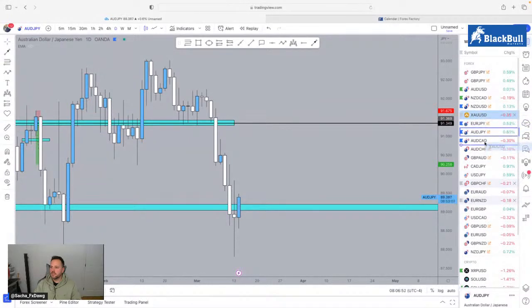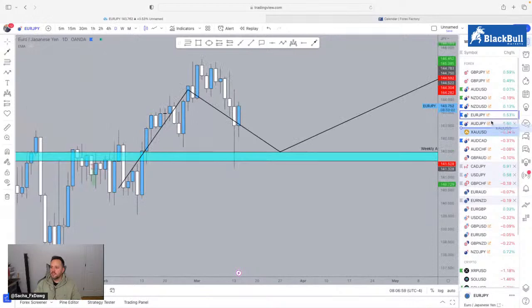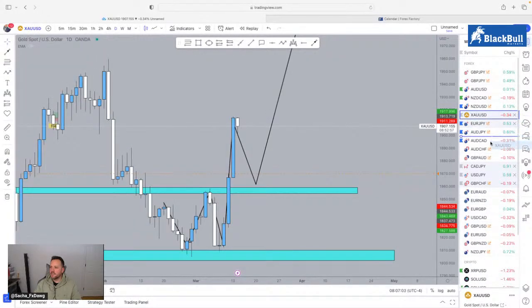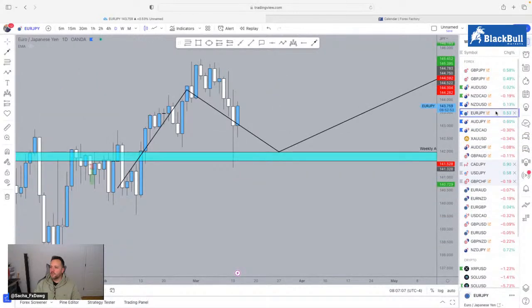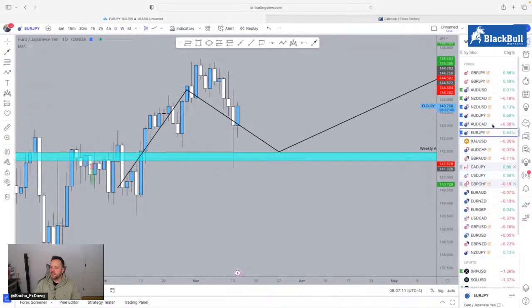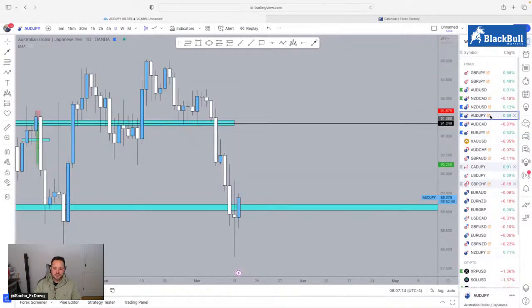What's going on here? What the fuck? You guys see what's happening right now, right? I'm trying to move EURJPY, and this thing was not moving. Oh, here we go, finally. That was weird.